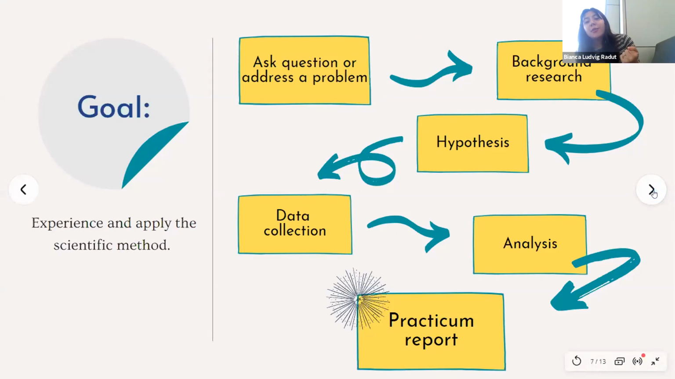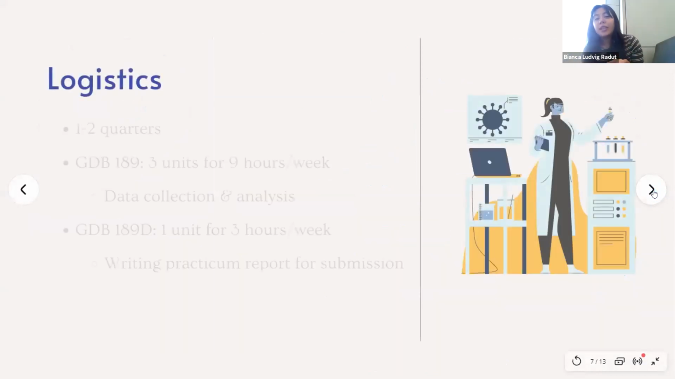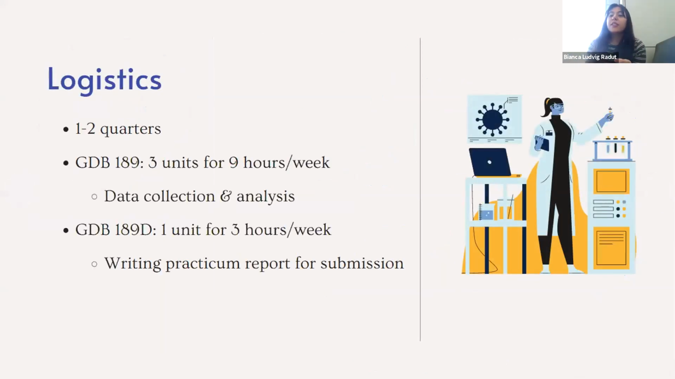So here's some logistics of the Practicum project. Usually it's a 1 to 2 quarter project. Sometimes that includes training. If the training is a little shorter, sometimes faculty members or lab members would like to train the undergrads for a little bit longer. So it ends up being a little bit longer than 1 or 2 quarters.